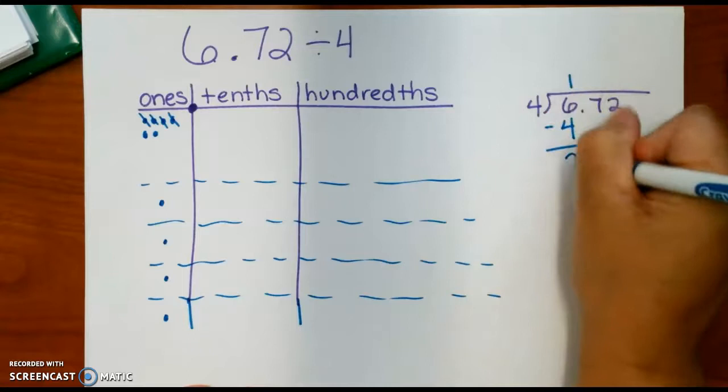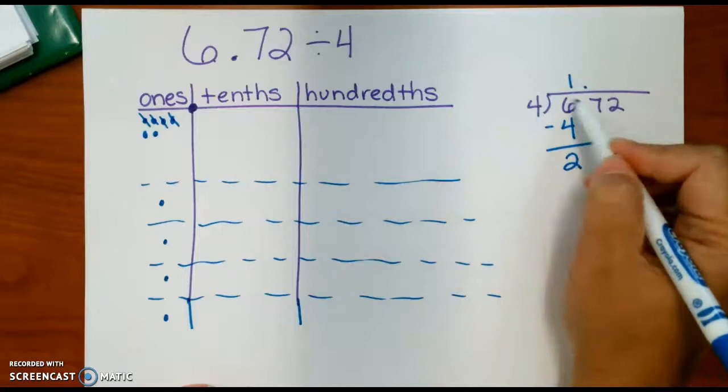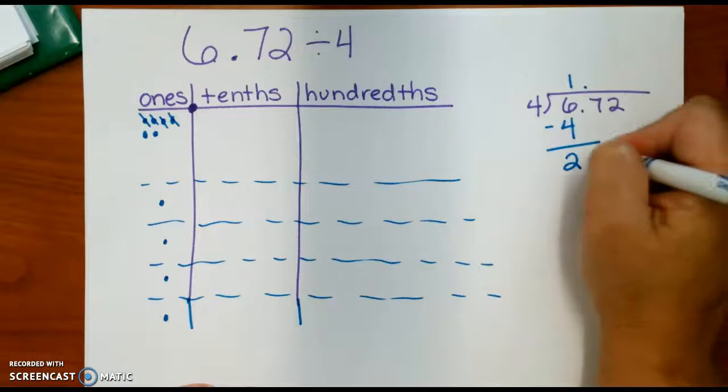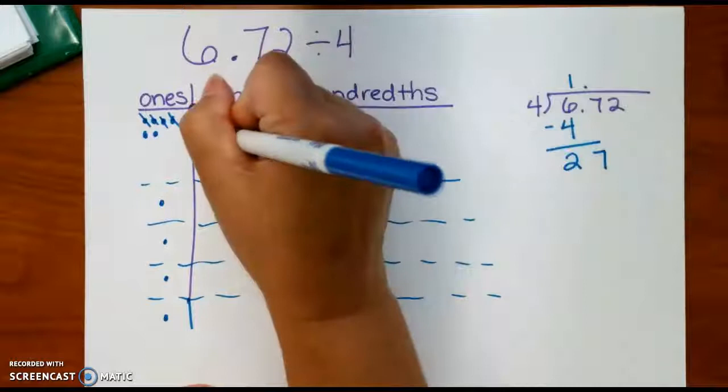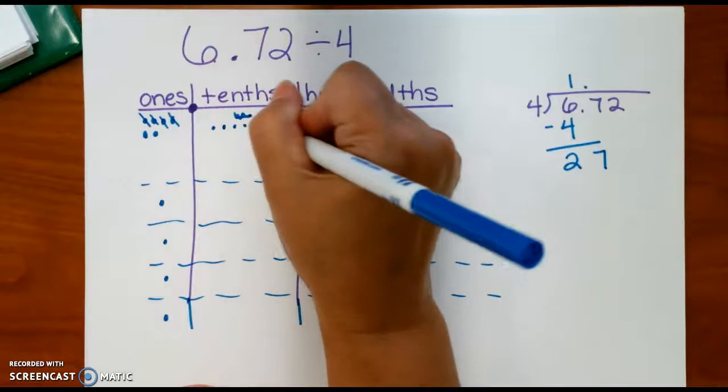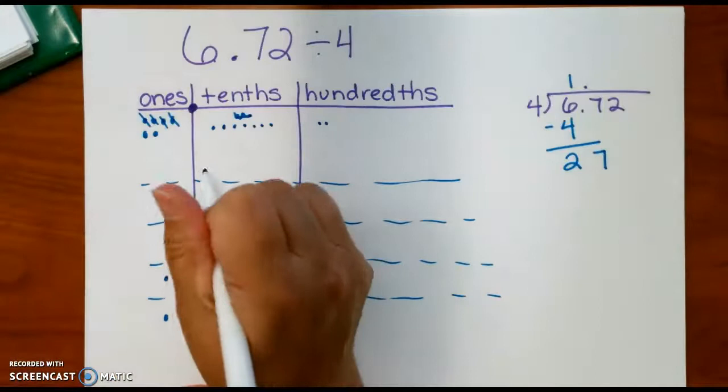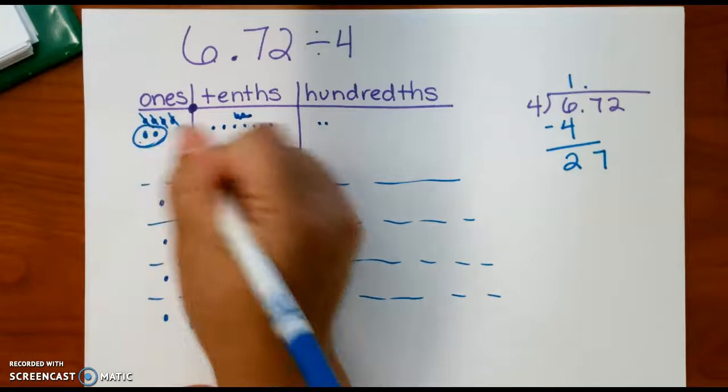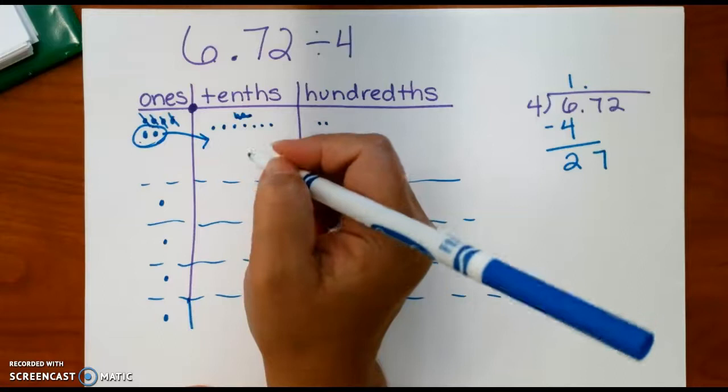And I can show you in the standard algorithm. 4 goes into 6 one time. 1 times 4 is 4. Subtract, I have 2 left. I'm going to bring down my 7. Now, let's walk. I had 7 tenths. 1, 2, 3, 4, 5, 6, 7. I had 2 hundredths. I need to go ahead and put those in there. I have 2 ones left over here. I need to move them over here. That means I now have 27 tenths.